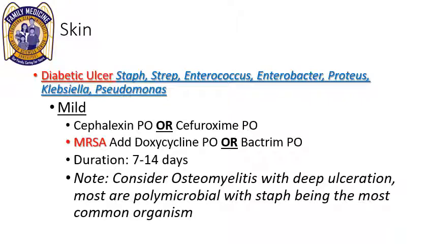So, diabetic ulcers: staph, strep, enterococcus, most likely polymicrobial. What do you do for this? You're going to use Keflex or cefuroxime PO, and if they do have MRSA, you can add Doxy or Bactrim for cross coverage. That's usually for 7 to 14 days. If they do have deep ulceration, then you need to be very concerned for polymicrobial wound, with staph being the most common organism causing osteomyelitis. Acute phase will require them to be hospitalized for that.